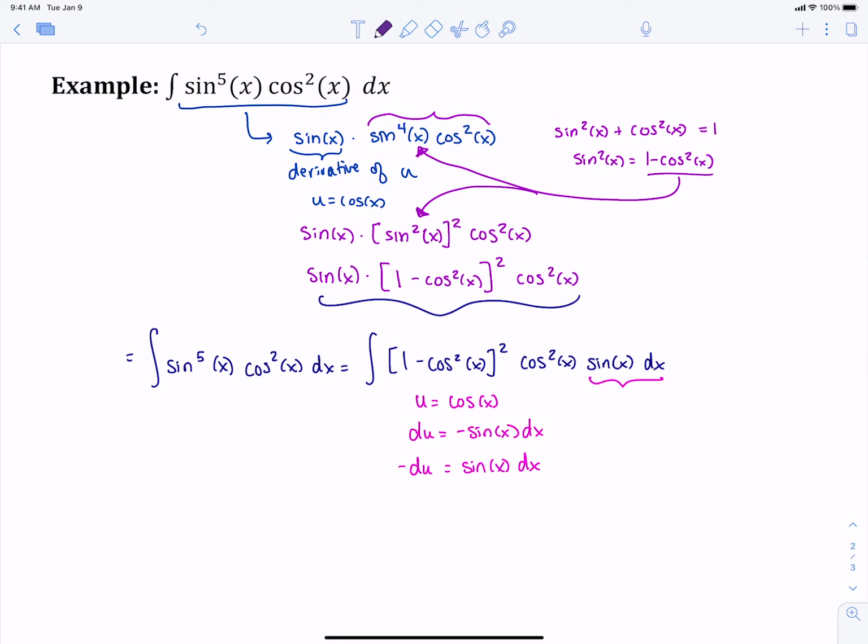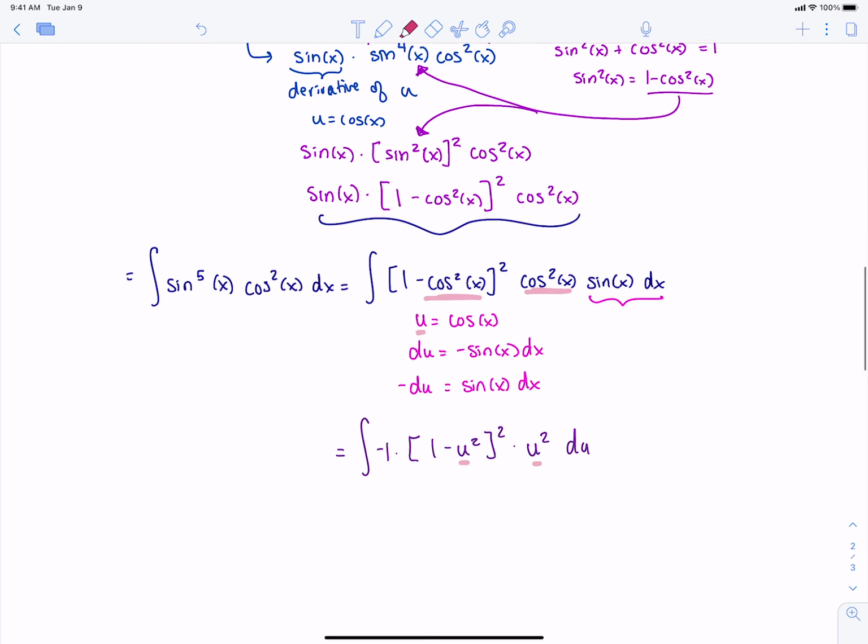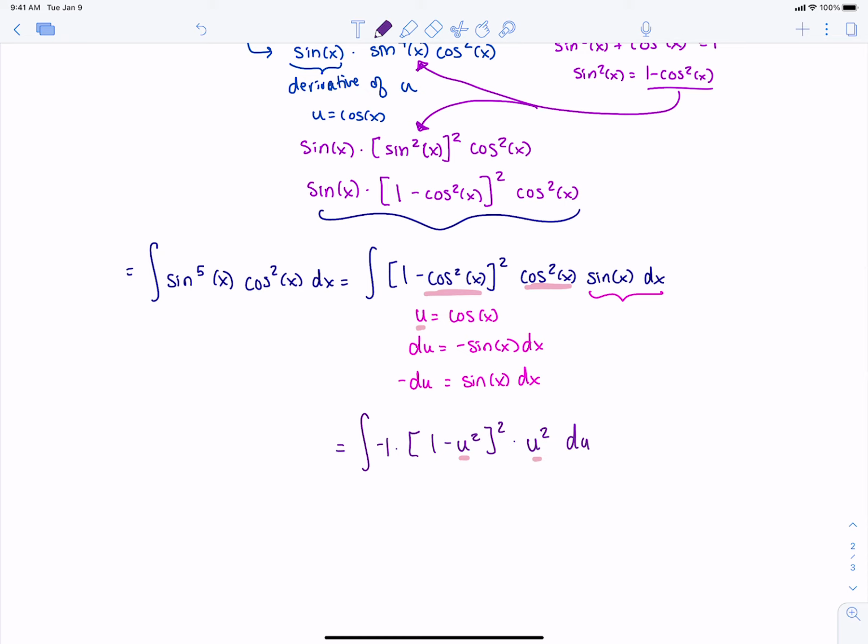So doing our substitution, we're going to end up with negative 1 times, and we can pull that way out in front too if we want, 1 minus u squared, being squared, times u squared du. So again, all of these cosine squareds that we have, we're going to put u in there for our cosine, so we're going to still have those being squared. So again, this is an integral that we can do.